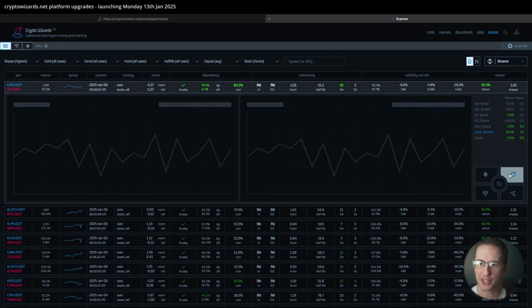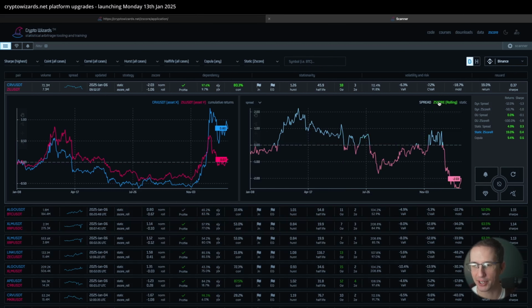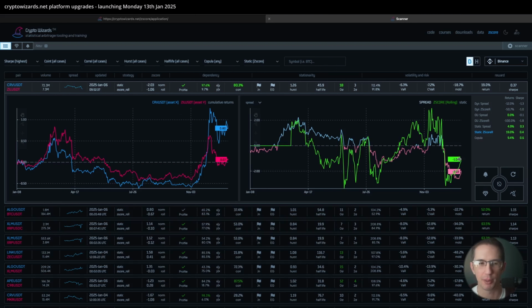So for example, let's actually refresh this data so I know I have the latest. You can see here that the spread z-score, or the spread's current value, is negative 2.03. I'm just going to get rid of that number there for a second. 2.03, that's this number here. And the rolling z-score is 1.06. So if I show that here, there it is, 1.06. So that's what this part here is telling you.